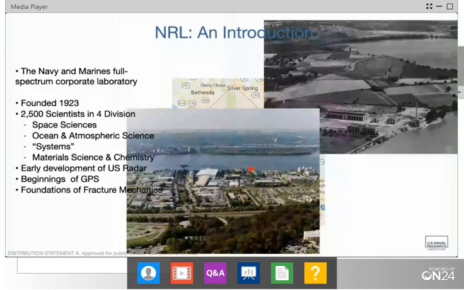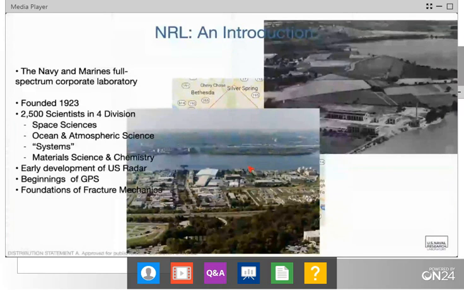But we've certainly expanded since then. This is what it looks like today. We have 2,500 scientists in 4 different divisions looking at things like space sciences, ocean and atmospheric sciences, systems, which include things like optical systems and radars, and materials and chemistry. Some of the biggest developments in our history are the early developments of U.S. radar. The beginnings of GPS started at NRL. The first people who said that we should start launching atomic clocks into space and use that for tracking position were at the Naval Research Lab. And the foundations of fracture mechanics were really started here at NRL as well. So that's just a bit of our history.